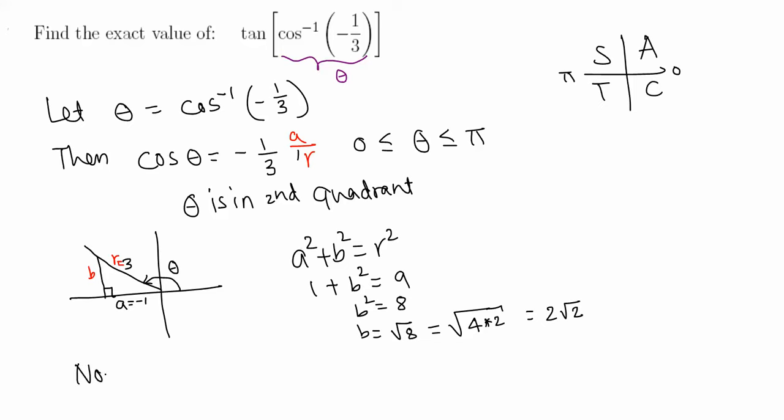Now finally we want to find the tangent of the whole thing. That's tangent theta, which is opposite over adjacent. So b over a, 2 √2 over -1, which is, pulling the negative to the front, -2 √2. That's the final answer.